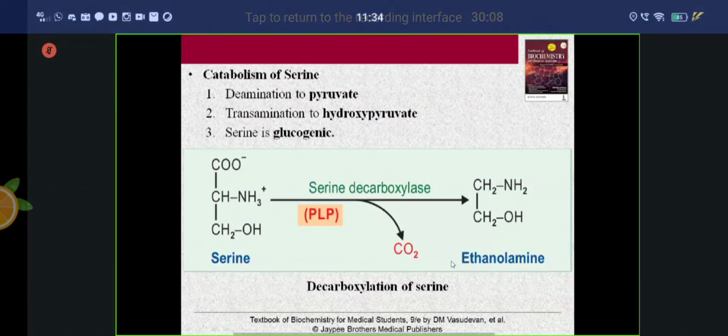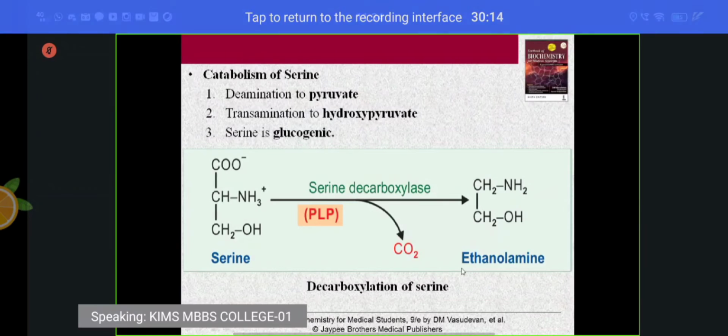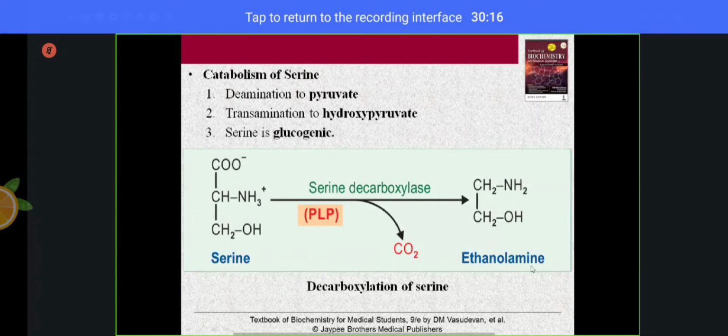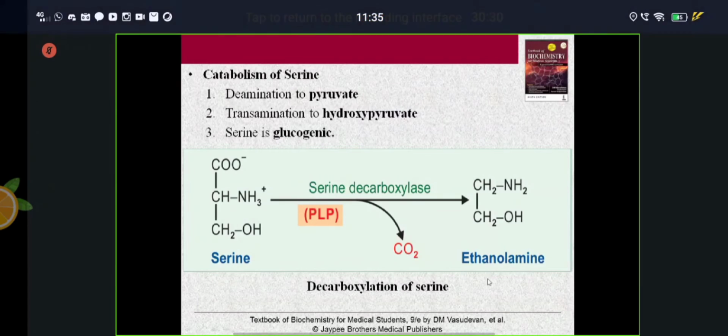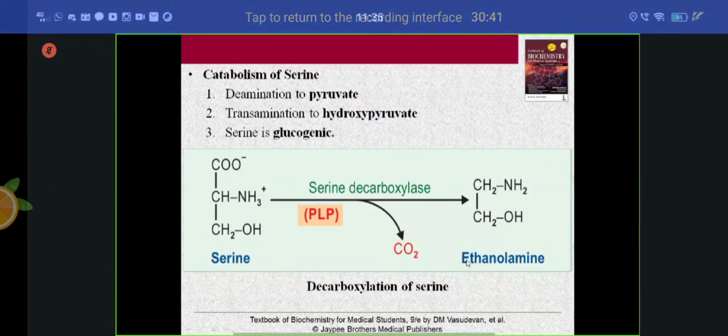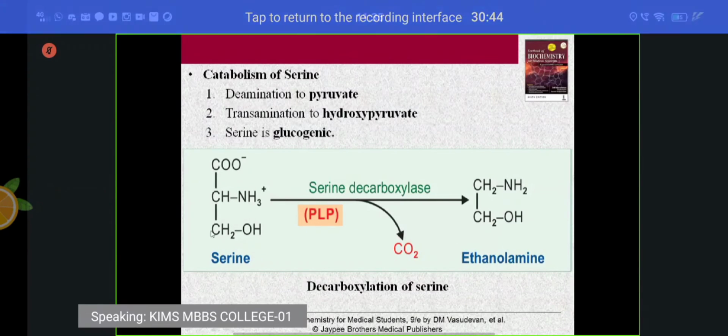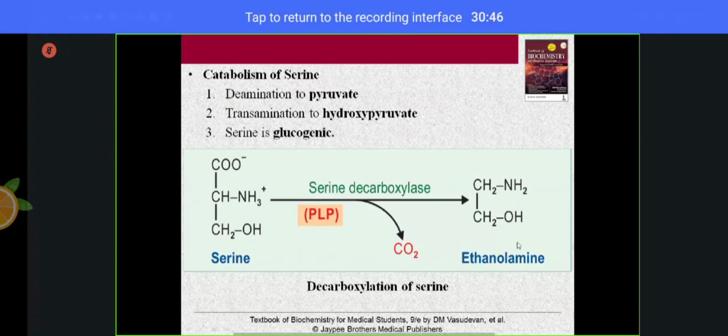Ethanolamine is a nitrogenous base. You can see here, no? So this ethanolamine combines with a phosphate group to form phospholipids. If you remember phospholipids in the lipid chemistry, what are those? Cephalins, phosphatidylethanolamine, phosphatidylserine. So just remember that whenever CO2 is lost, what is the compound formed?